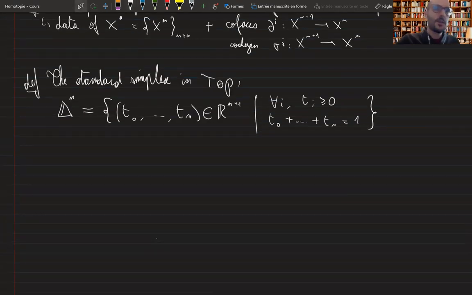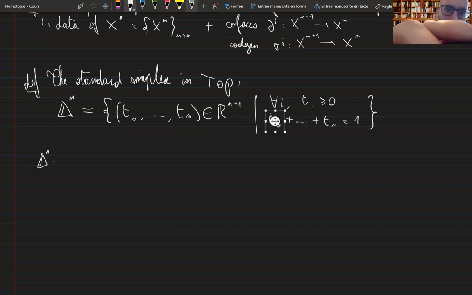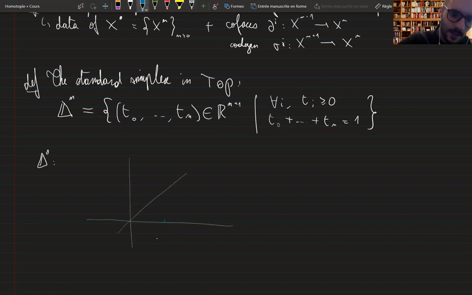All right. So now we have actually the picture I drew before. So delta zero, what is delta zero? It's a subspace of R such that Ti is non-negative and T zero is equal to one. So it is just a point. Maybe I will make a picture like this. So this is delta zero. Then you have delta one, which is included in the plane. It's the subspace of pairs such that each member is non-negative and the sum is equal to one. So it's basically a segment like this. So this is delta one. And then you have delta two, which is a subspace of R3, where you have three coordinates. They are all non-negative and their sum is one. So this is this triangle here.